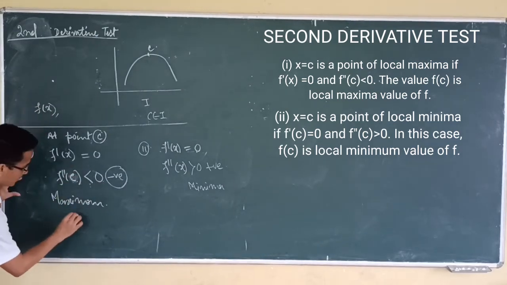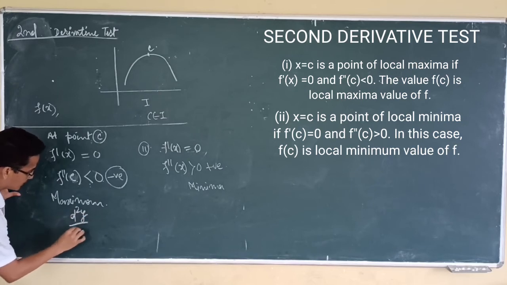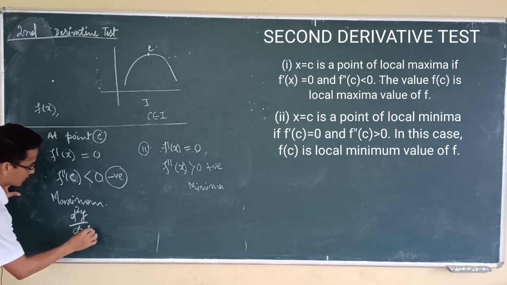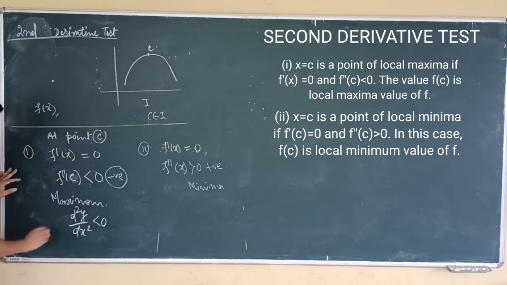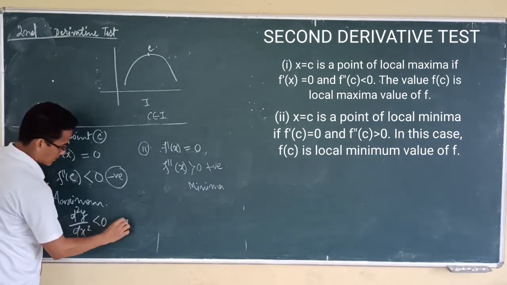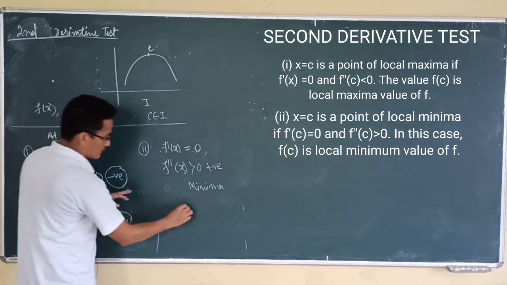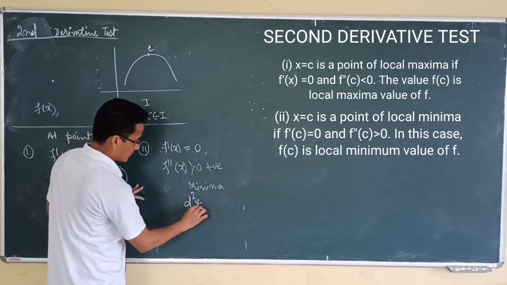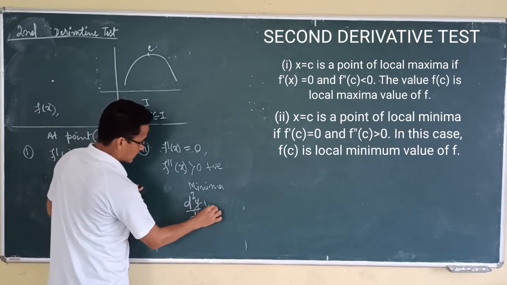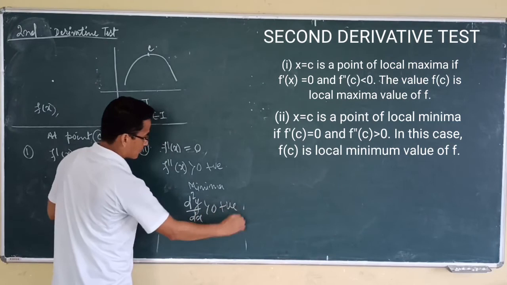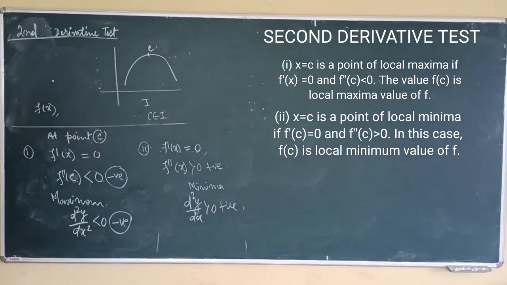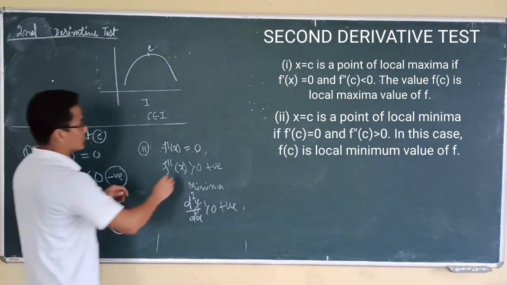Like this, d square y by dx square less than 0, this is the second order derivative, negative, then maximum. Second order derivative greater than 0, then minimum. Clear?